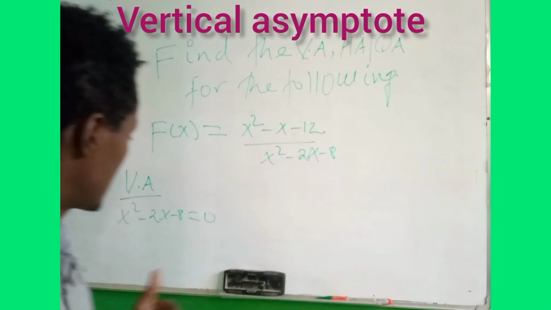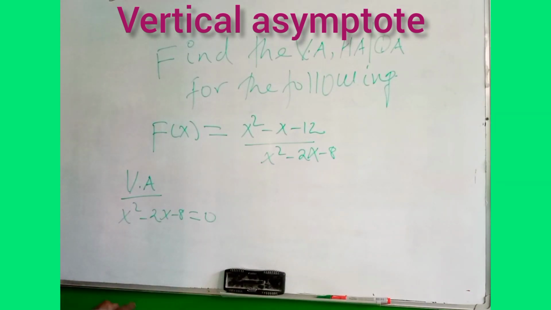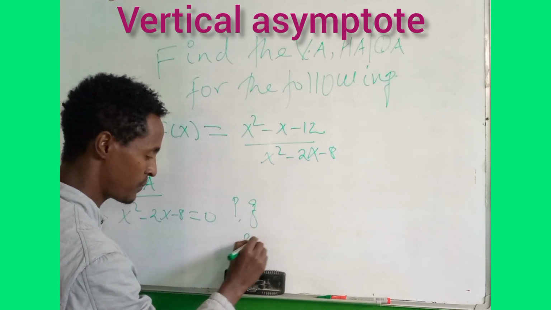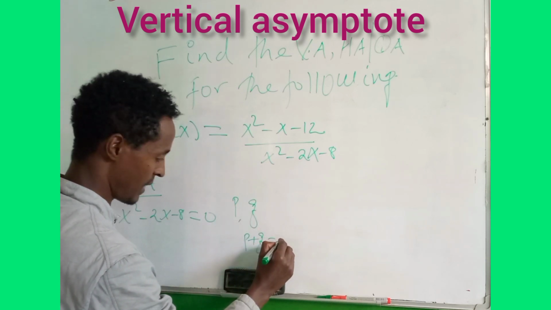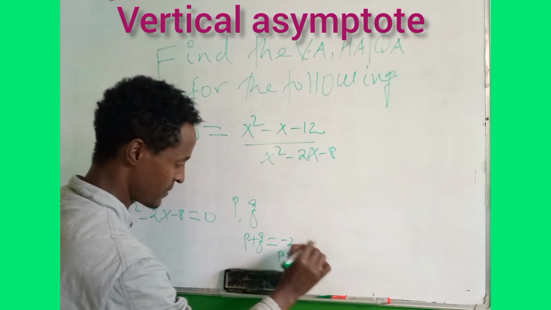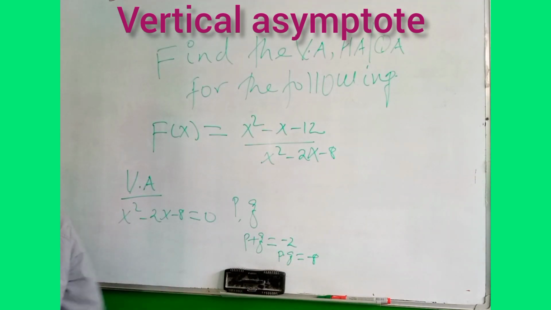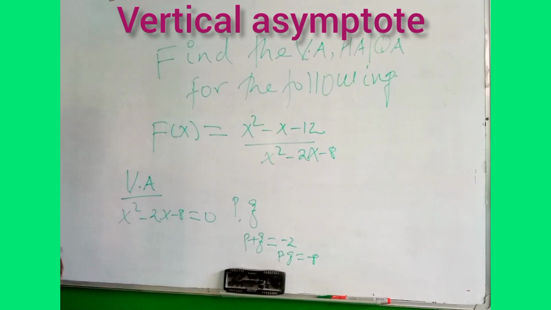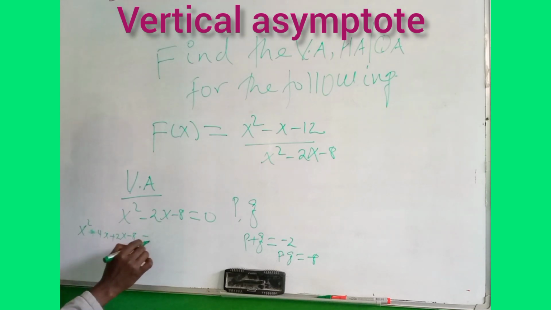So in our case, this is factorizable, and we are going to find two numbers, say p and q, such that when added, p plus q gives us minus 2, and when multiplied, p times q gives us minus 8. These two numbers can be minus 4 and 2. Therefore, this can be factorized as x squared minus 4x plus 2x minus 8 is equal to 0.